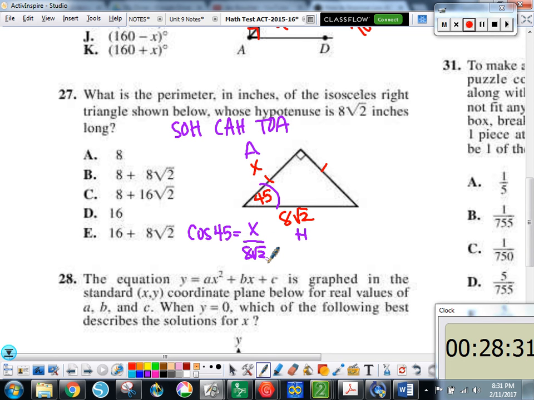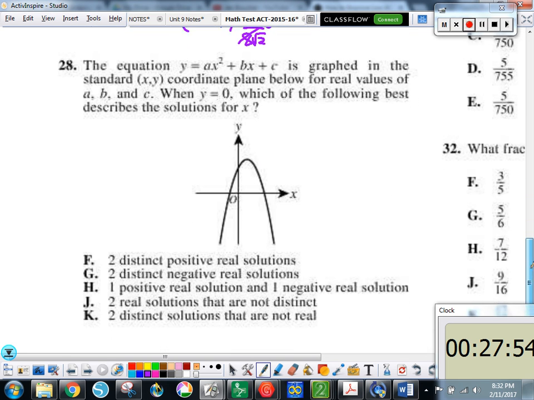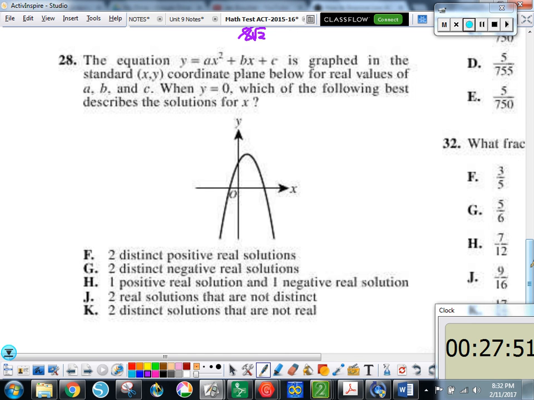The cosine of 45 is the adjacent over the hypotenuse. Really quick plug in. Well, I guess you can't easily. Times this by 8 square root 2. So 8 square root of 2 times the cosine of 45 is 8. That's nice. 8. Good. Oh, sorry. I'll leave that up for a minute.